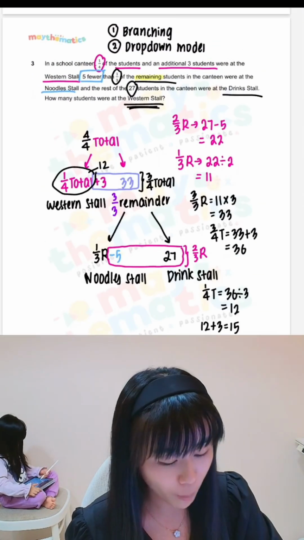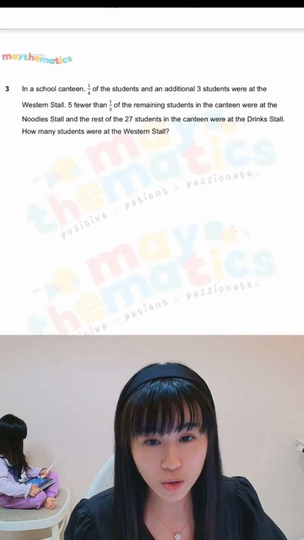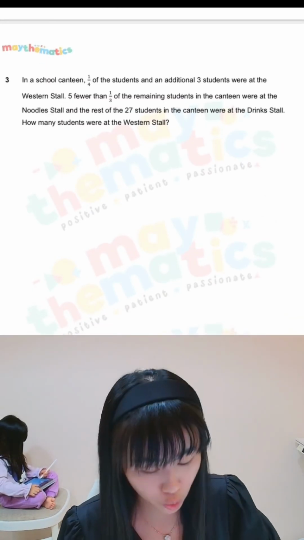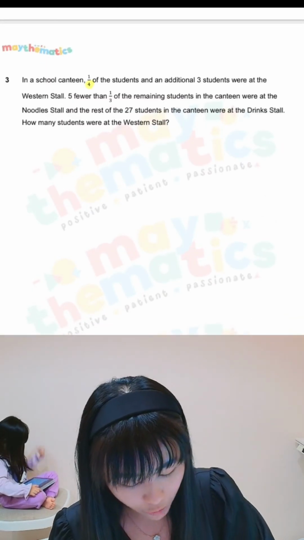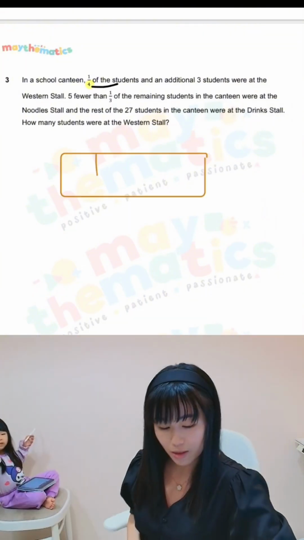I show you all the model method, for those of you who say you cannot do branching. Okay, model, I will say this one is really quite hard. You will be stuck somewhere. Let me show you. You see, total you got 4 units, right? So you will draw 4 units.